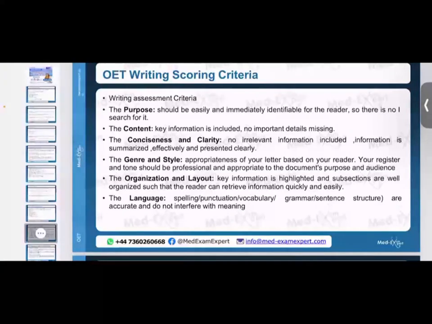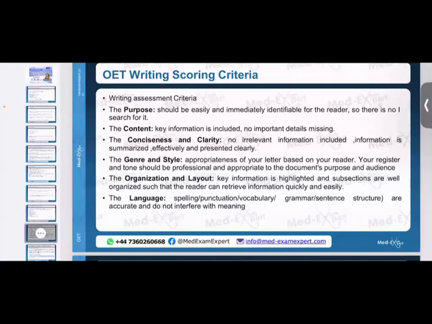The content: key information is included, and no important detail is missing. When you are summarizing the paragraphs, like the symptomatic history of the patient, make sure that all the key information is included in the content, no important information is missing, and no irrelevant information is included. Sometimes students think, okay, my word count is not in the normal range, I can add this line as well, but that is totally irrelevant. It will result in your failure if you write irrelevant things in the OET exam.